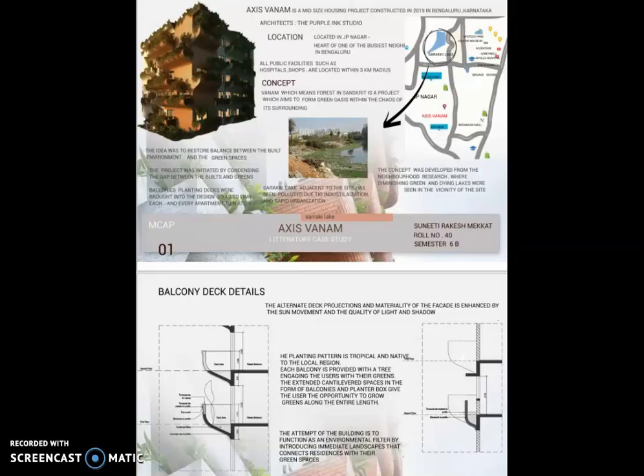The project which I chose for my literature case study is Axis Vanam by the Purple Ink Studio. The concept of the project was to design a building which could condense the gap between the green spaces and the built environment. For this, spaces such as balconies and planting decks were used in the design. After a year of construction, it was analyzed that only 3 out of total 20 units actually maintain the green. This proved that creating spaces for growing greens alone would not help in binding the building to the green. It all depends on the people's initiative to maintain the green.